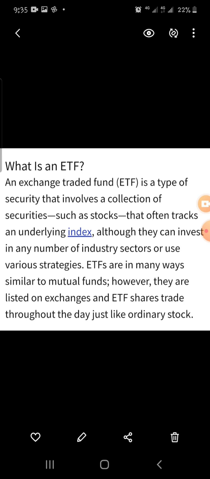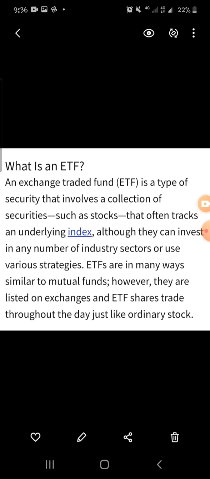So it's a collection of several stocks which is put underlying in an index. An index is a group of stocks categorized and viewed as one. So an ETF is a collection of stocks. They are used to track an underlying index, which means they can be put together and categorized as a particular stock. So their prices can go up and come down.